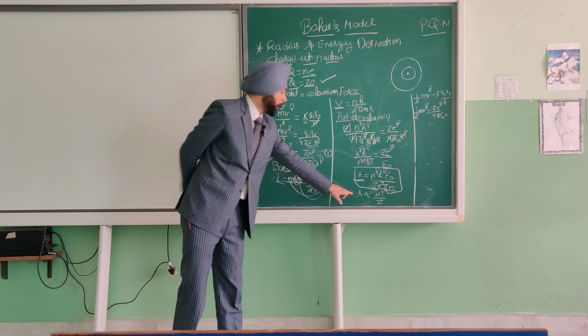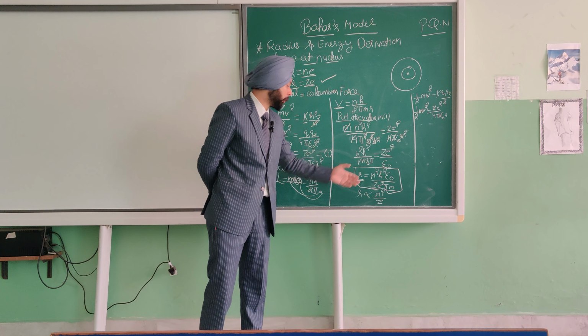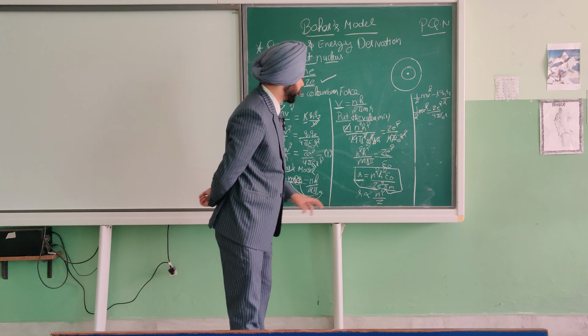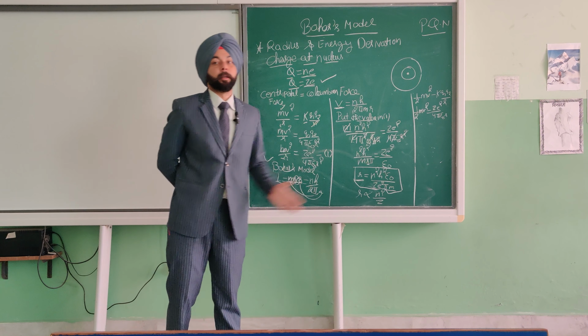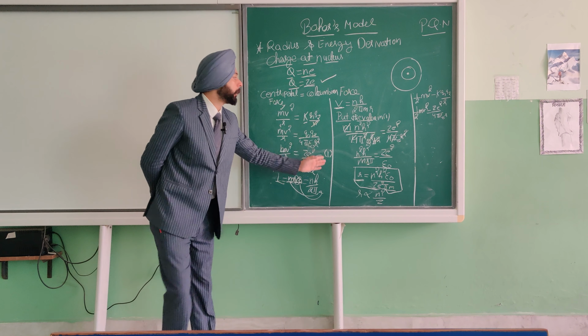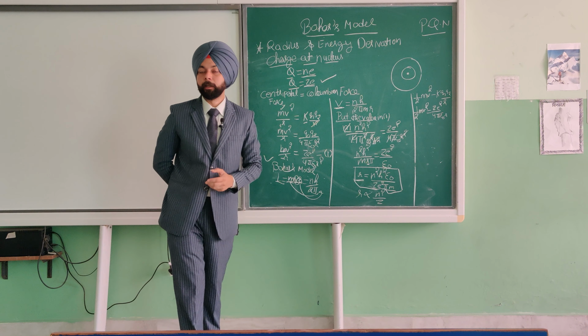So we can say r is directly proportional to n square, the square of the magnitude, upon Z. Next thing is related to the energy. Is it clear till the radius? So next we will continue.